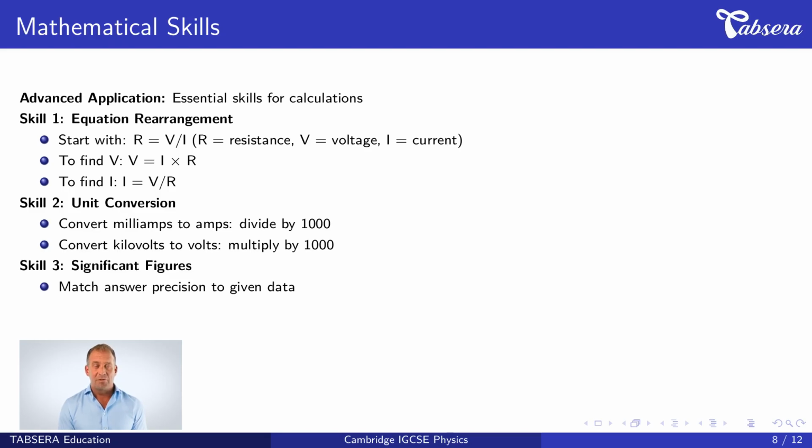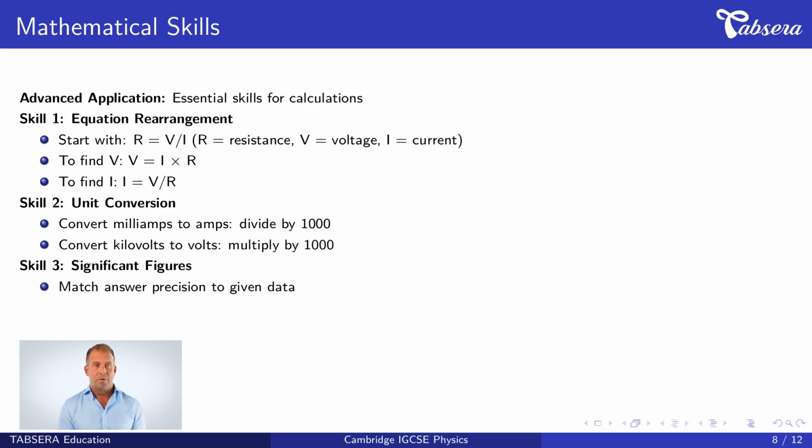Mathematical skills are crucial in physics. Let's examine 3 key skills. First, equation rearrangement. When we need to find a different variable, we rearrange algebraically. Starting with R equals V divided by I, where R is resistance, V is voltage, and I is current. To find voltage, we multiply both sides by I to get V equals I times R.